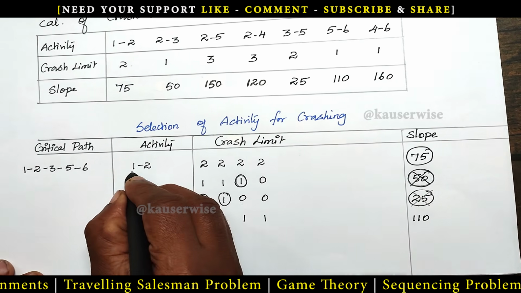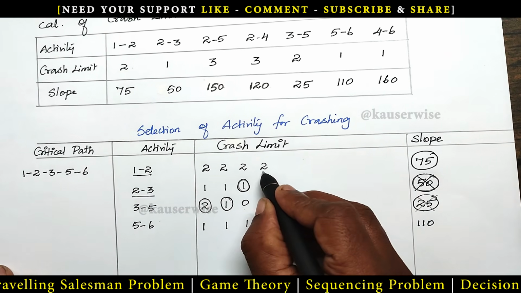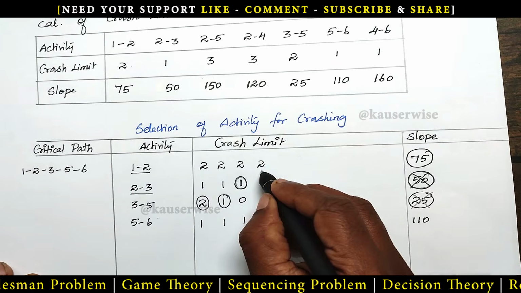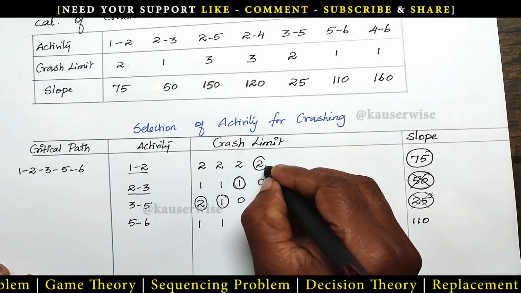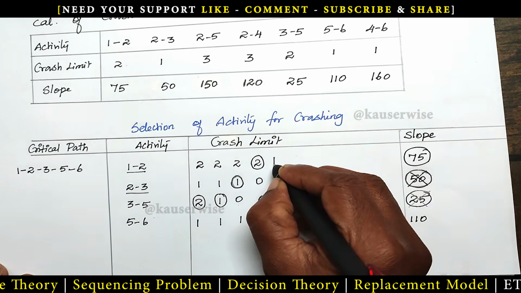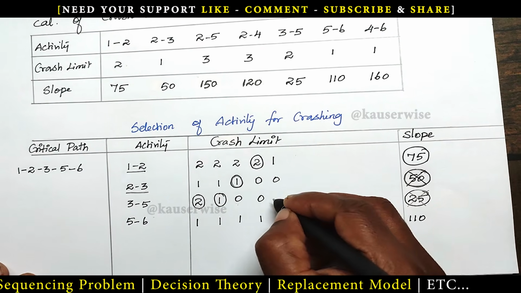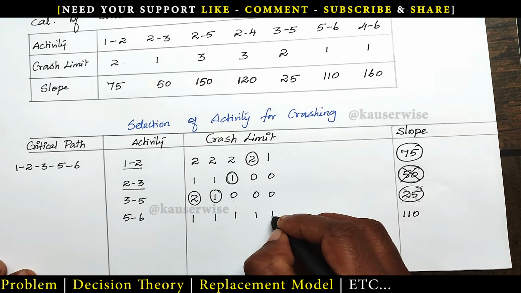That is activity 1, 2. Here we have 2 days. That is, the crash limit is 2 days. So we can reduce by 1 day. Then the remaining will be 1 day. Here 0, 0. The last one also has 1 day.